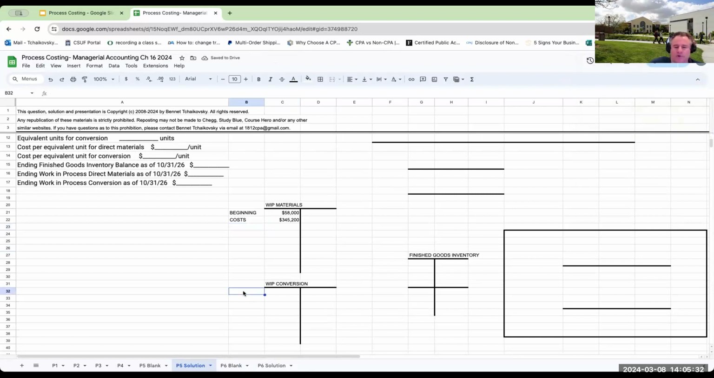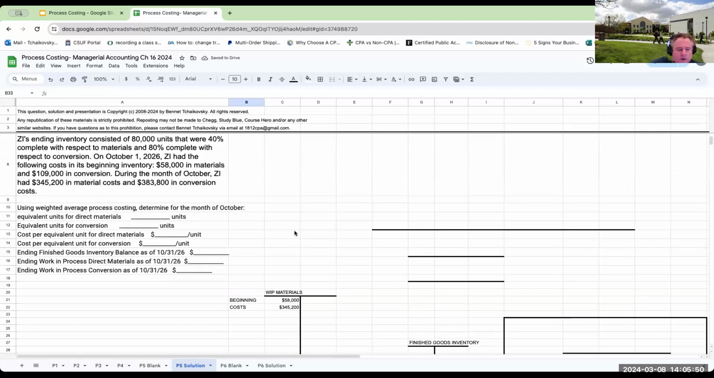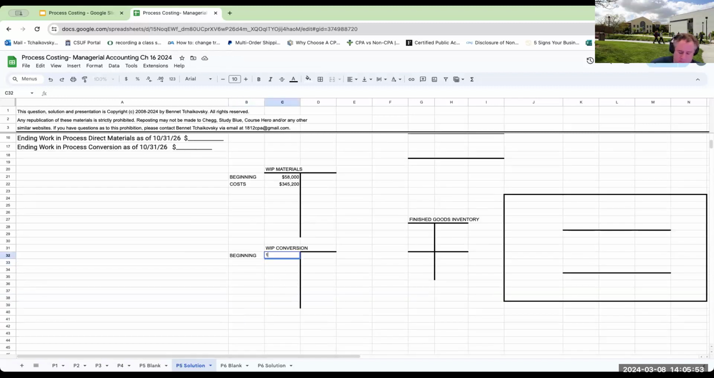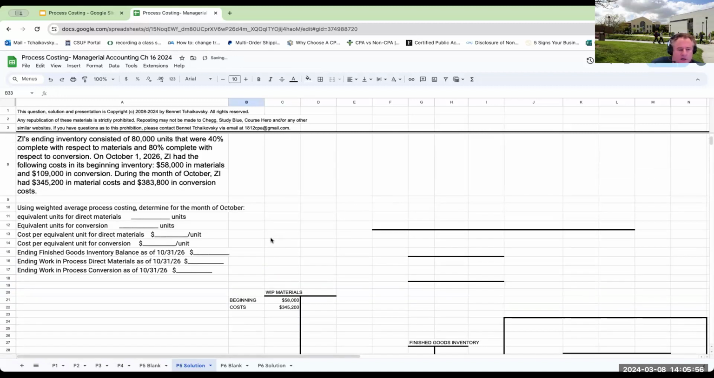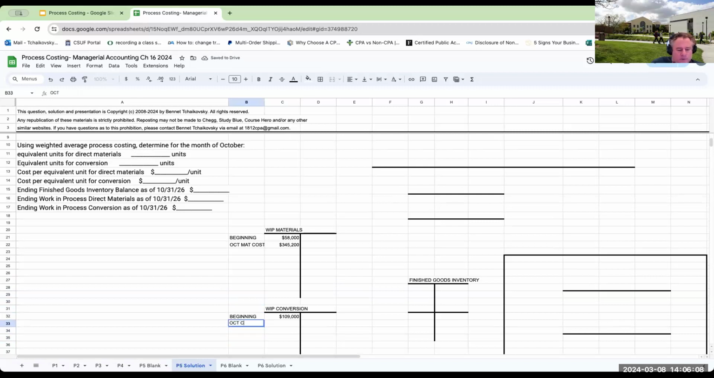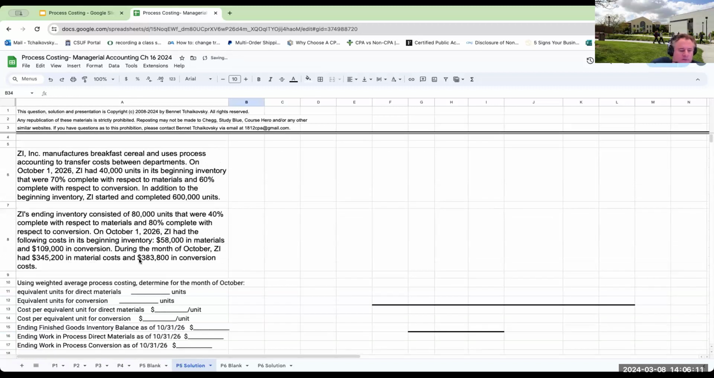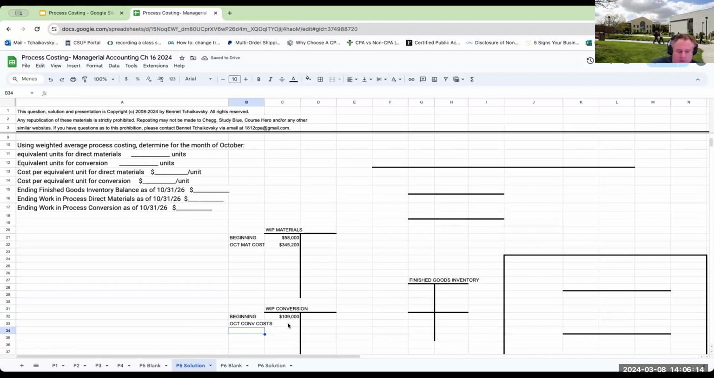And then over here for conversion, remember, conversion refers to how we're taking the materials and converting them to the final product. That's typically going to consist of direct labor and factory overhead. So our beginning conversion costs were at 109,000, and then our costs during the period, the October material costs, and then over here, our October conversion costs. This is going to be 383,800.